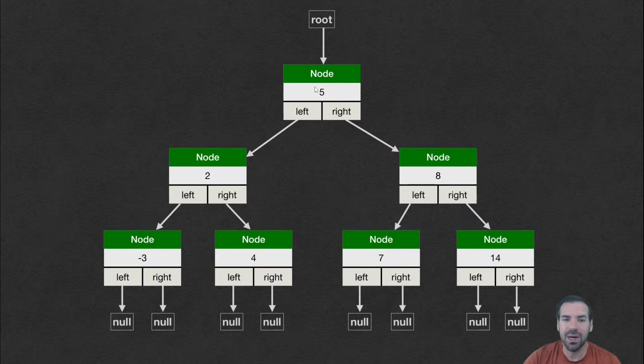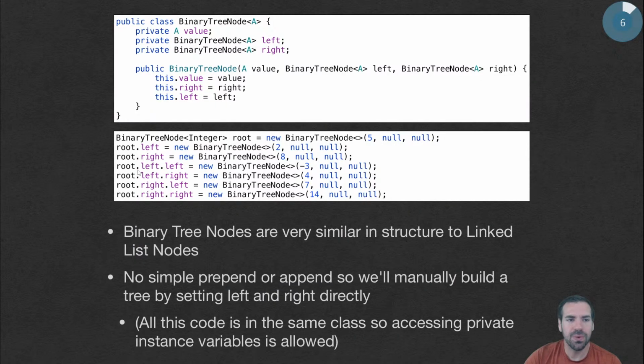And then we're going to one at a time set the child nodes of those nodes. So root dot left dot left equals a new node with -3 and null null.